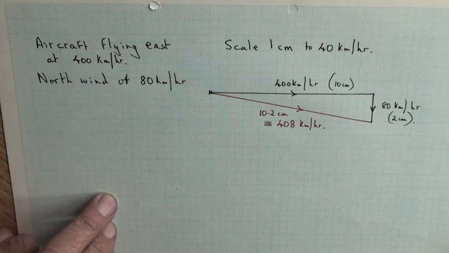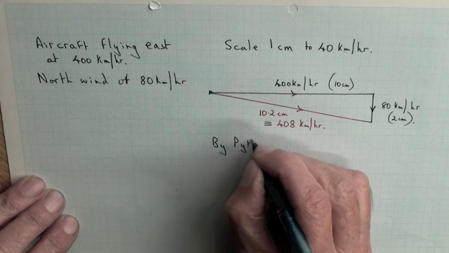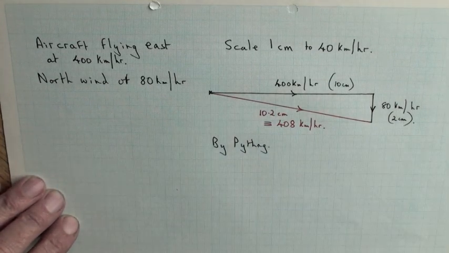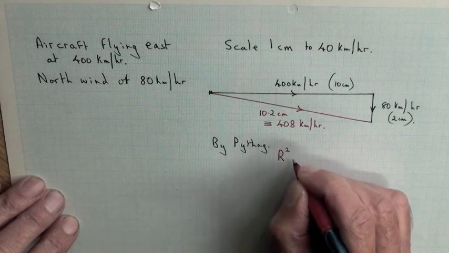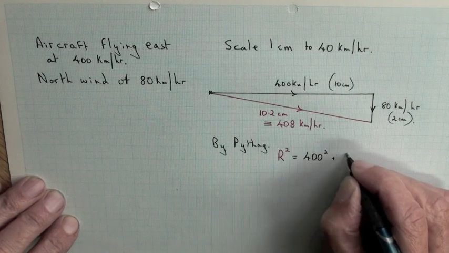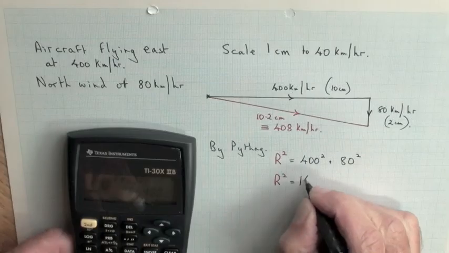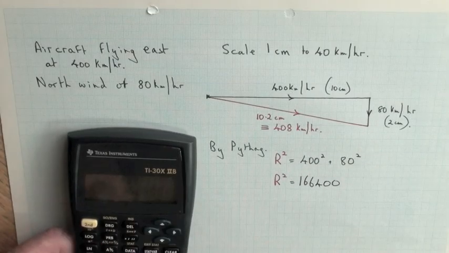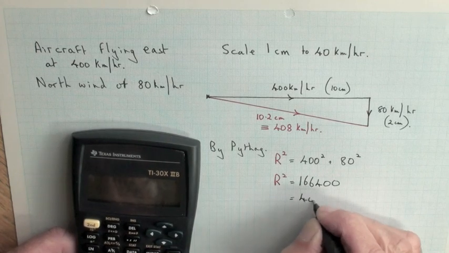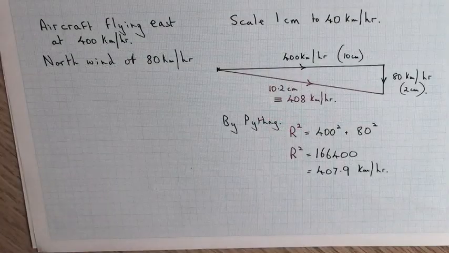Rather than take the distance measurement from the diagram, which might be a little inaccurate, we can use simple geometry, in this case Pythagoras, to calculate that distance. Since this is a right-angled triangle, the hypotenuse squared will be equal to 400 squared plus 80 squared. The total of this is 166,400, and the square root of that is 407.9. Our original measurement was fortunately accurate.